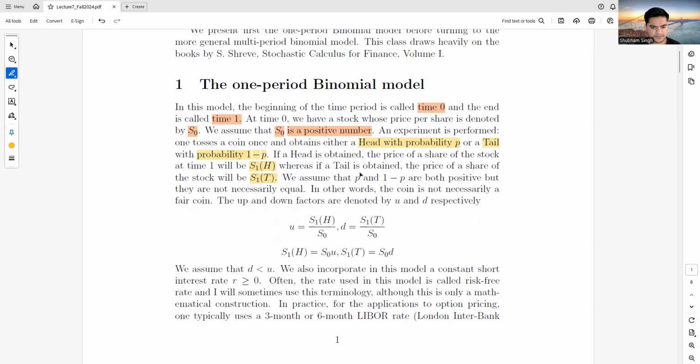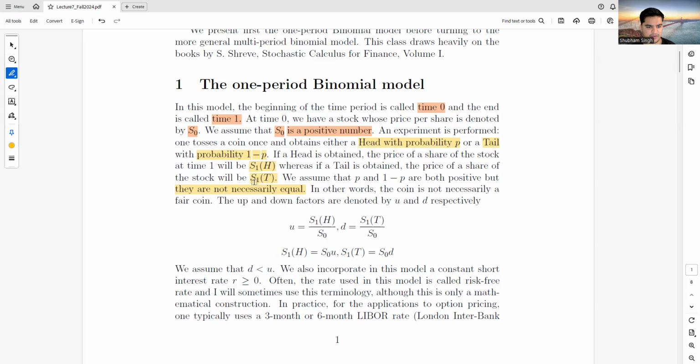We'll assume that both of these probabilities are positive. Obviously they have to be positive, because probabilities are never negative. They are between 0 and 1, and they are not necessarily equal. If they were equal, P would be equal to 1 minus P, which is 0.5. So they are not equal. In other words, the coin is not necessarily a fair coin.